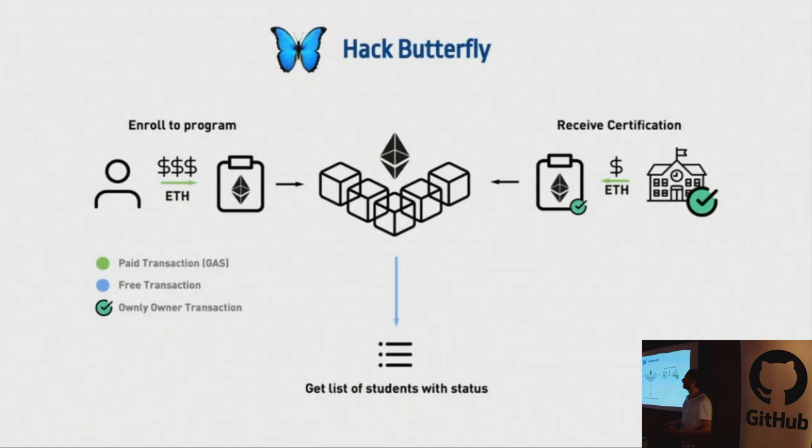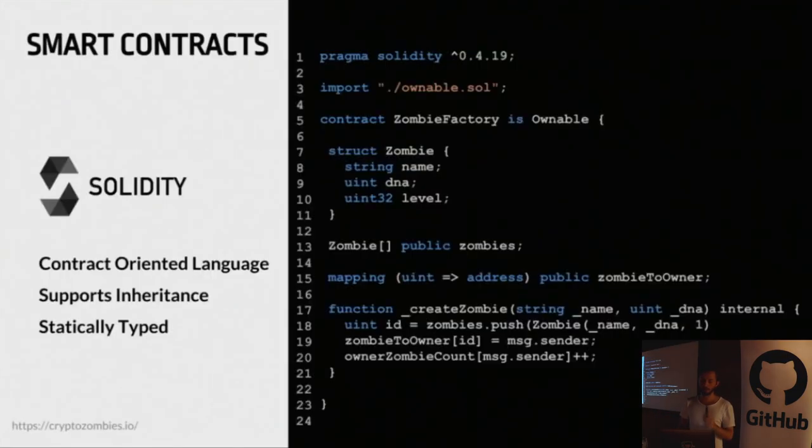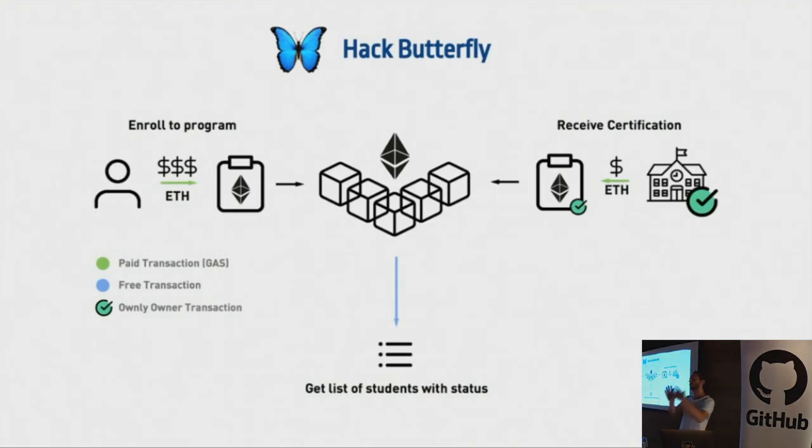Instead, you simply sign up to this program, sending Ether, which is the currency of Ethereum, so you pay with Ether, and then you're enrolled. And once you're done with all the requirements, this school can then turn your status from enrolled to graduated. So that's the idea. And by the way, this is where the ownable class comes from, because if the school deploys the smart contract, the school is the owner with its address. And then only the school can call certain functions on the blockchain. So there's some security that you could bake in there, but I'm not going to go too deep into this.